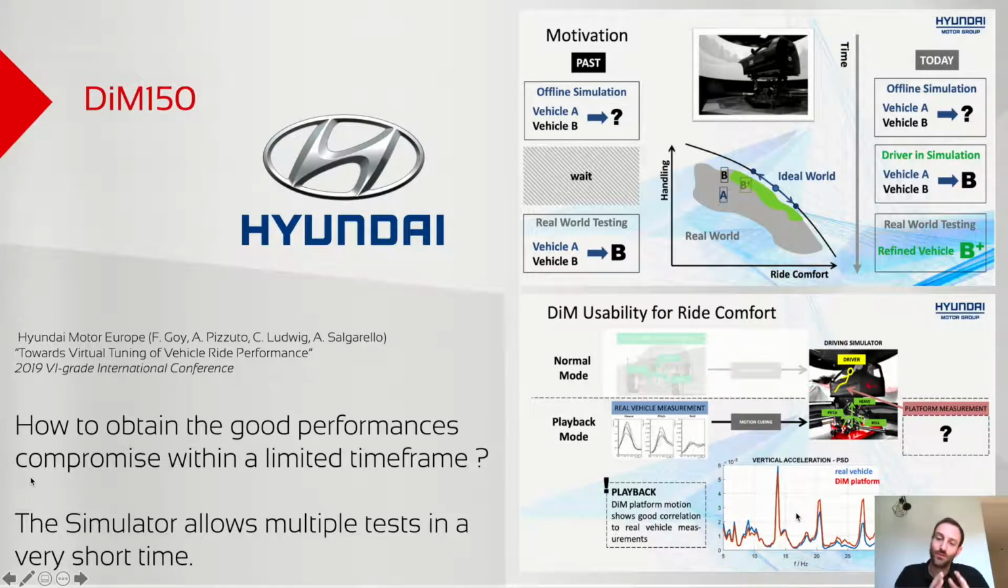What they did first is that they wanted to be sure that the DIM, here the DIM 150, was able to give them good feedback for the ride performance. So they measured a ride maneuver in the vehicle and replayed it in the DIM to see if the frequency bandwidth and content was enough in the DIM to work.